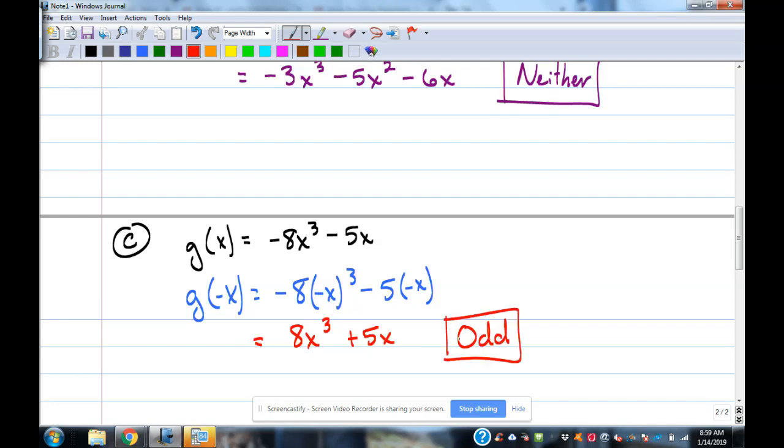What's the shortcut when it's a function with an equation like that? Exponents. Yeah, the exponents. Example A, what was every exponent? It was an even exponent. Example C, every exponent was an odd exponent. What was the difference in example B? You had even and odd both in there. So that's the shortcut to it.